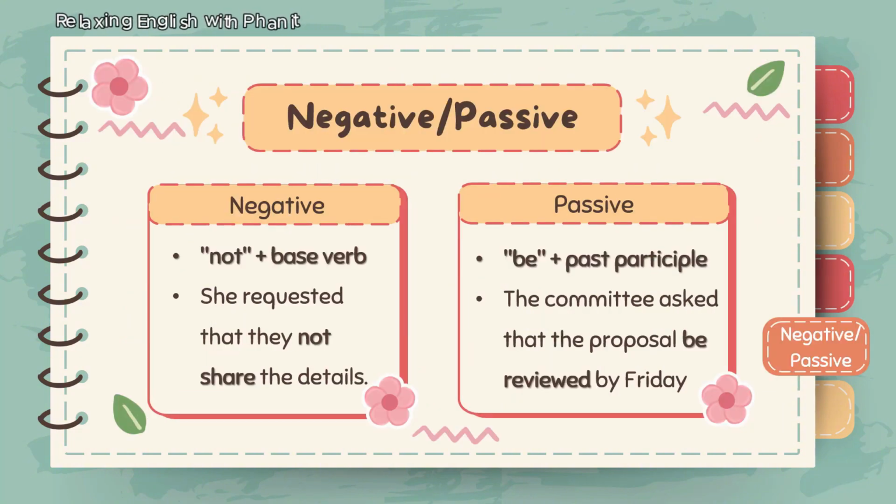The subjunctive can also be negative or passive. For negatives, just add not before the base verb. She requested that they not share the details. For passives, use be plus past participle. The committee asked that the proposal be reviewed by Friday. These forms keep the subjunctive's formal tone while adding nuance.